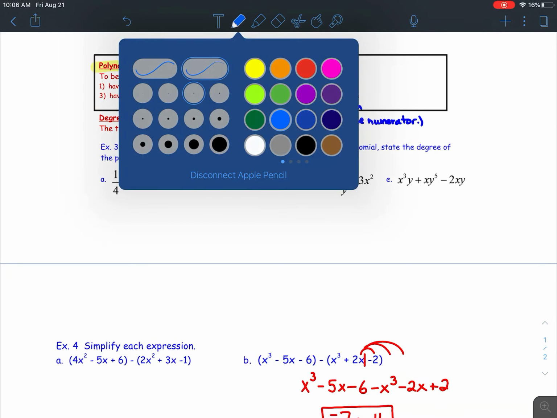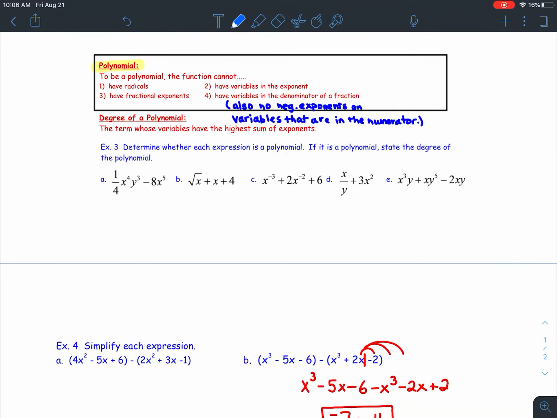One example is if you have in your function any radicals. So if you see a square root or a cubic root, that definitely would disqualify that from being a polynomial. As we talk about these disqualifiers, I'm going to glance down here at example 3. It says, determine whether each expression is a polynomial. If it is a polynomial, state the degree of the polynomial. We'll talk about the degree in just a moment.